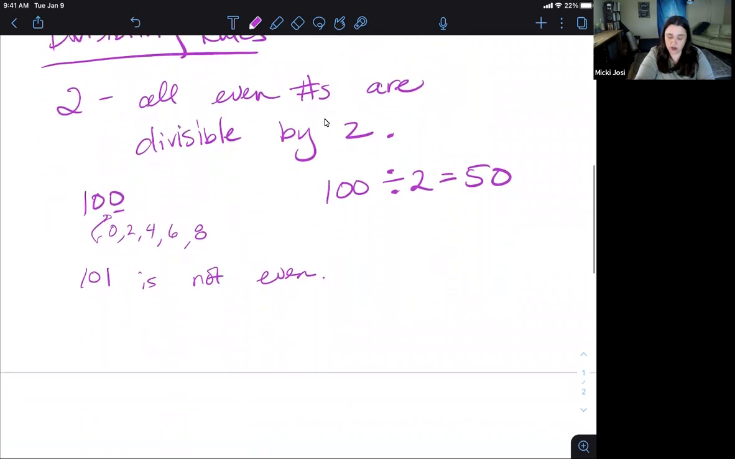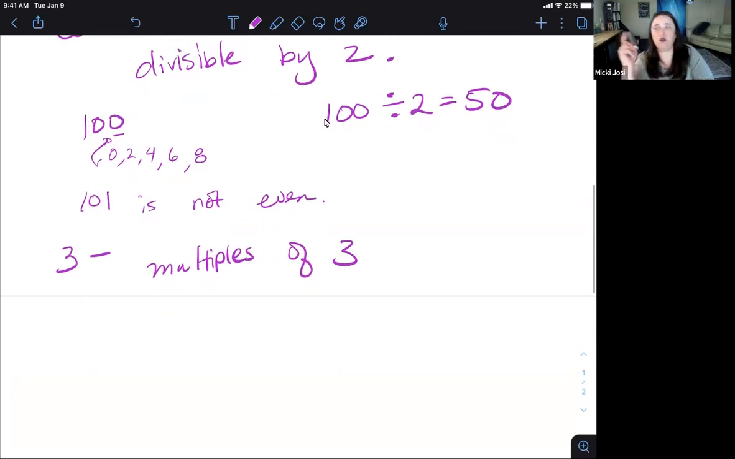So do you happen to know the divisibility rule for 3? How do I know if a number is divisible by 3? Well, let's think about multiples of 3. What are the multiples of 3? Multiples of 3, by the way, are like when you count by 3. So go ahead and start counting by 3, starting with 3.